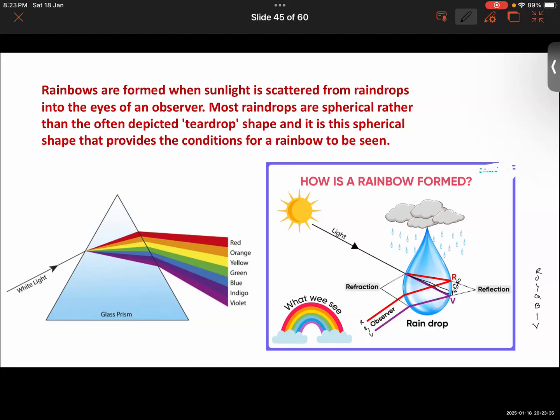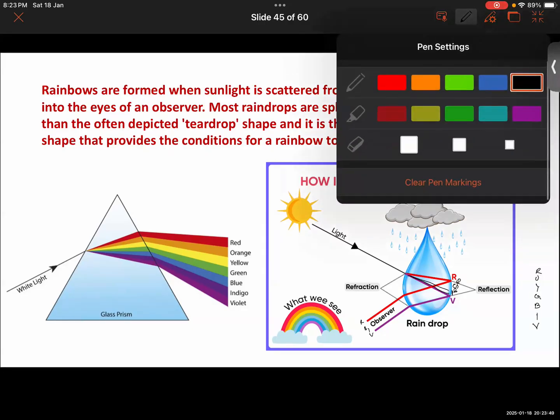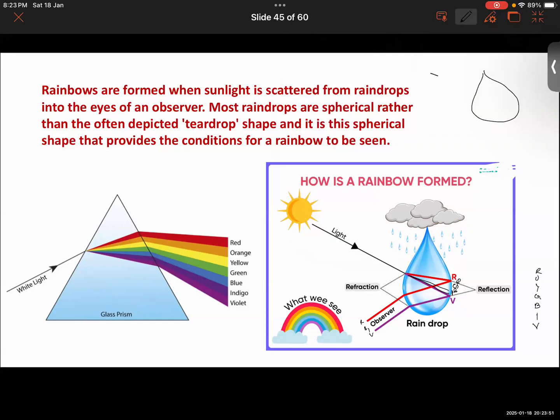Look over here as well. In this one, you can see violet, indigo, blue, green, yellow, orange, and red. Right? So what has basically happened here? Let me take one more diagram for you guys. Say this is the ray of sunlight that passed through this raindrop. As the sunlight passes through it, it got split up into seven different colors.